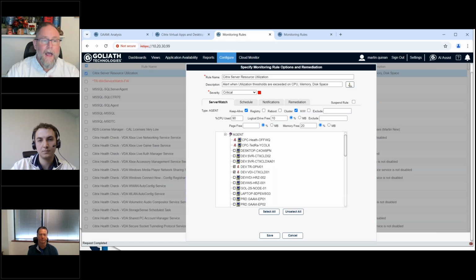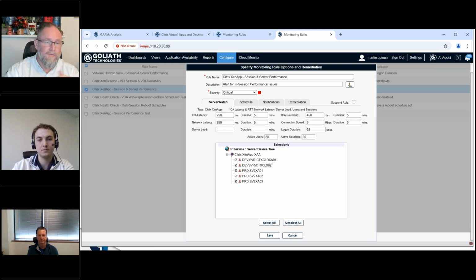So within Goliath, we've gone into the monitoring rules capability, where we set thresholds. We work with the Goliath support teams to say what makes sense in terms of our infrastructure. Can we establish a baseline around memory utilization, disk performance, session connection speed, all the great settings that Martin was just showing you, and then put in some rules to alert us in advance of these things happening.